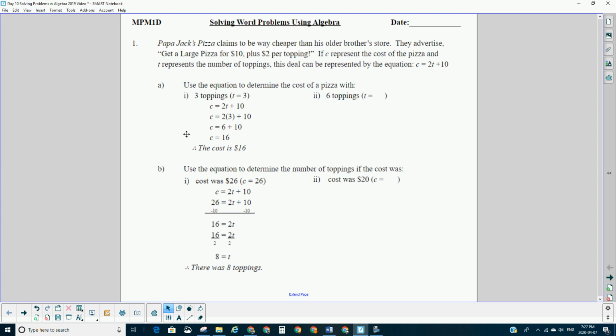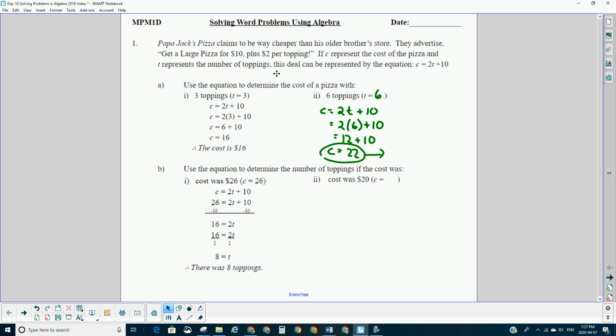So in this worksheet, you see I have a full solution here, and then you would be expected to do this one on your own. So let's do it together though. 6 toppings, so of course T would be 6. We'll use the equation, so the equation is C equals 2 times T plus 10, but T is 6, so it becomes 2 times 6 plus 10. BEDMAS tells me I have to multiply first. 2 times 6 is 12, plus the $10 gets us the 22.